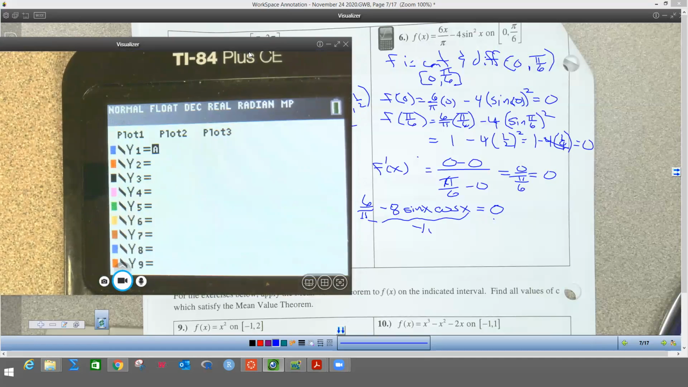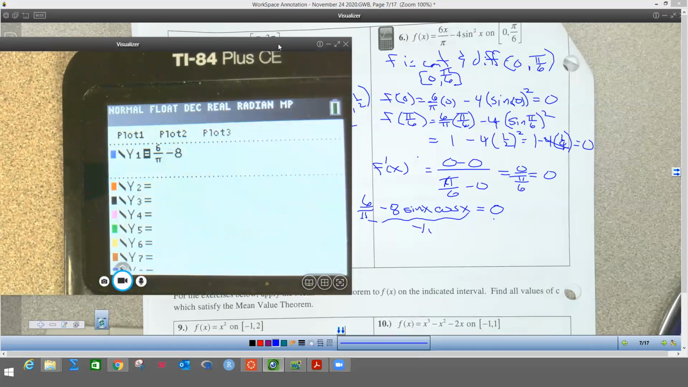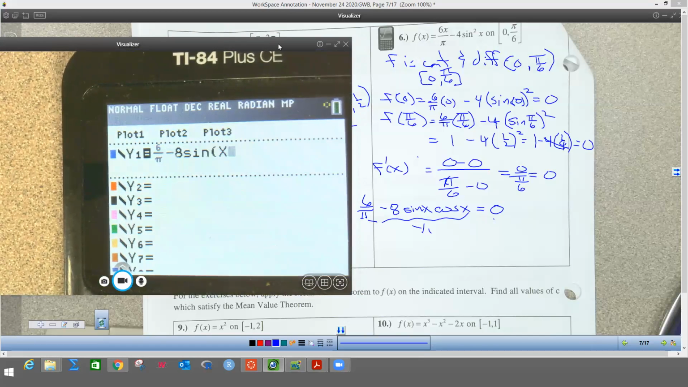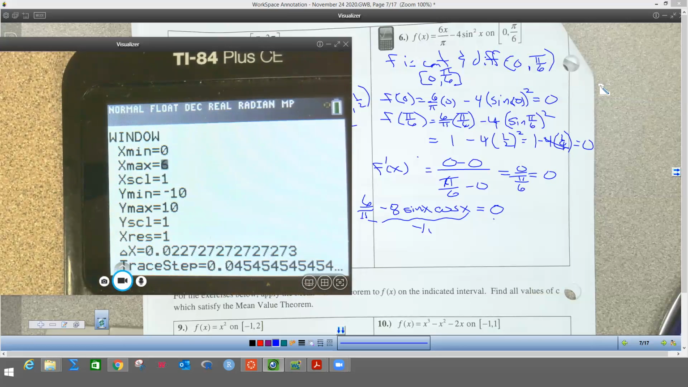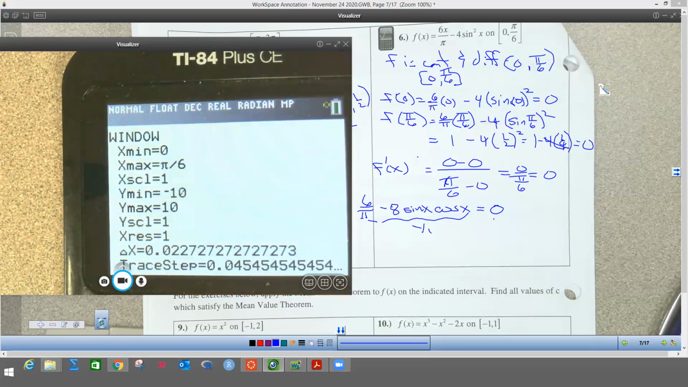So I'm going to have alpha, y equals, 1. I'm going to have 6 over pi, and then come over here and have minus 8 sine x cosine x. Now I'm going to graph this thing. Now, if you notice up there on the screen, this says 0 to pi over 6, so I'm only worried about that. So I'm going to change my window from 0 to pi over 6. Now, I put in there pi divided by 6. That shows pi over 6 there, but when I hit enter, it is going to go into decimal form.